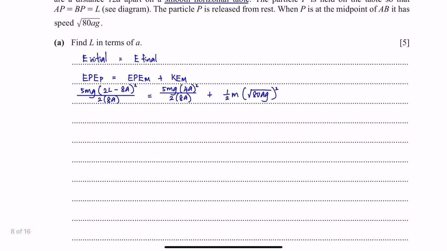So now we can multiply the whole equation by 16a. So we would get 5mg times (4L squared minus 32aL plus 64a squared) equals to 5mg times 16a squared plus 640a squared mg.